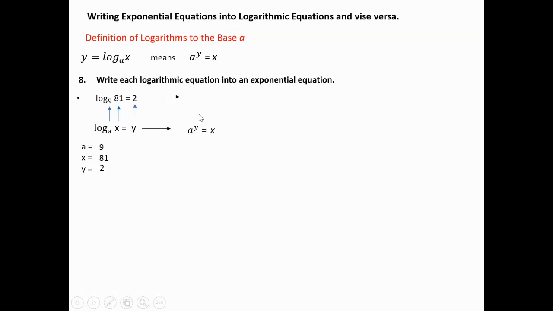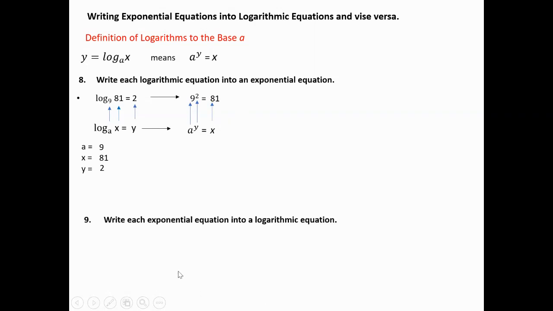So then we go to the exponential function, right? My a is 9, my y is 2, and my x is 81. So this is the exponent. This is the logarithmic form on the left, and this is my exponential form on the right. So this is how you can go back and forth from logarithmic equation to exponential and vice versa.